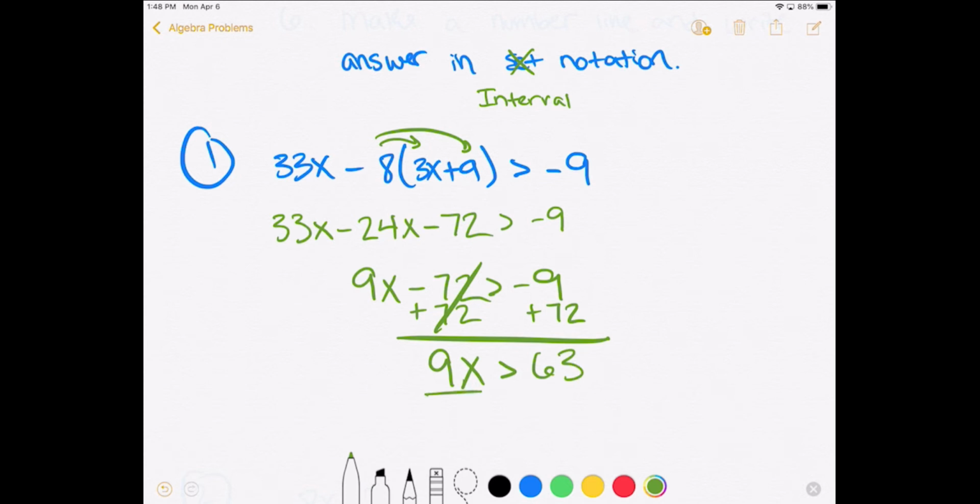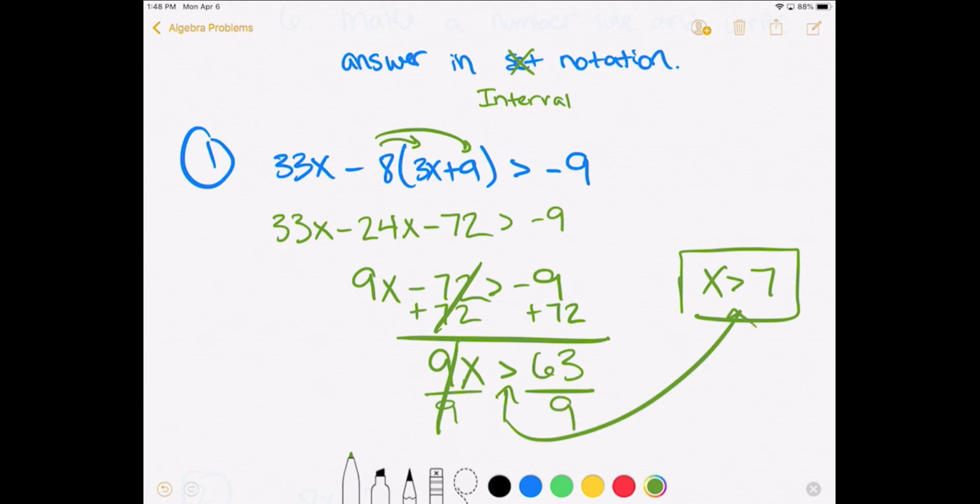Last step, I'm going to divide by 9. So in the end, I get x is greater than 7. Now, that's it. You're done. Well, you're not done. You're 95% of the way done. I want that answer. Notice right here when I divided by 9, the inequality sign stayed the exact same way. I didn't change it, because I didn't divide by a negative. Had I divided by a negative 9, yeah, I would have flipped it then. But in this case, I didn't.